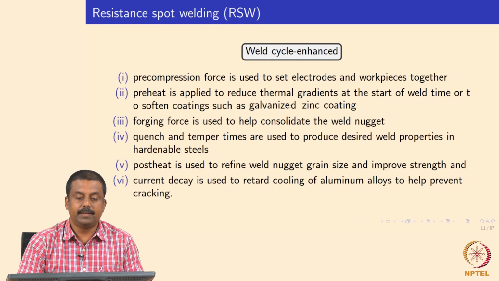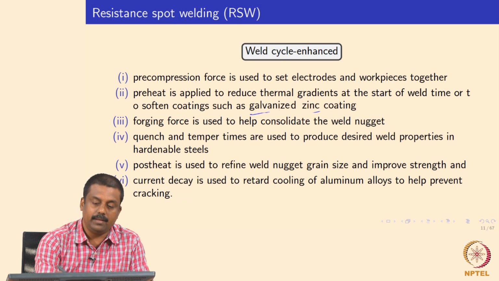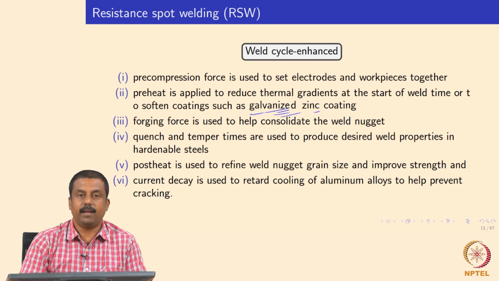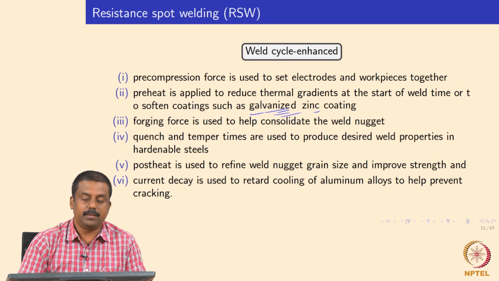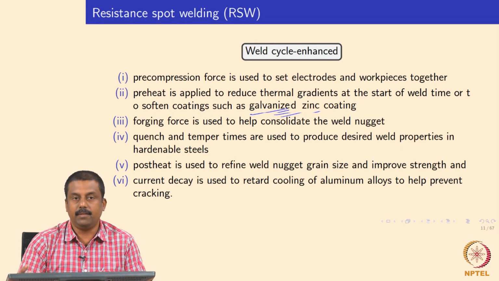So, to summarize the weld cycle, the pre-compression process is used to set the electrodes and workpieces together. You can apply a preheat to reduce the thermal gradient at the start of the weld time, or to soften coatings such as galvanized coating. And the forging force helps to consolidate the weld nugget. And the quench and temper steps are used to produce the desired microstructure.